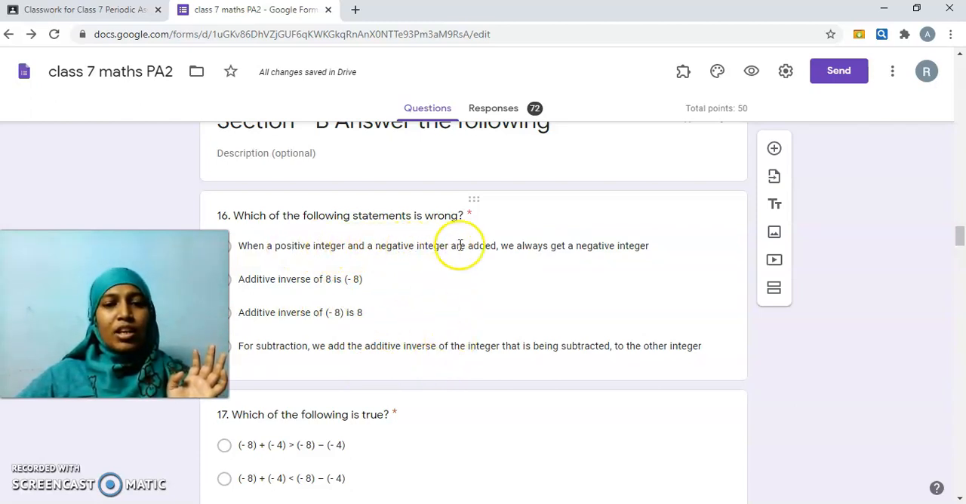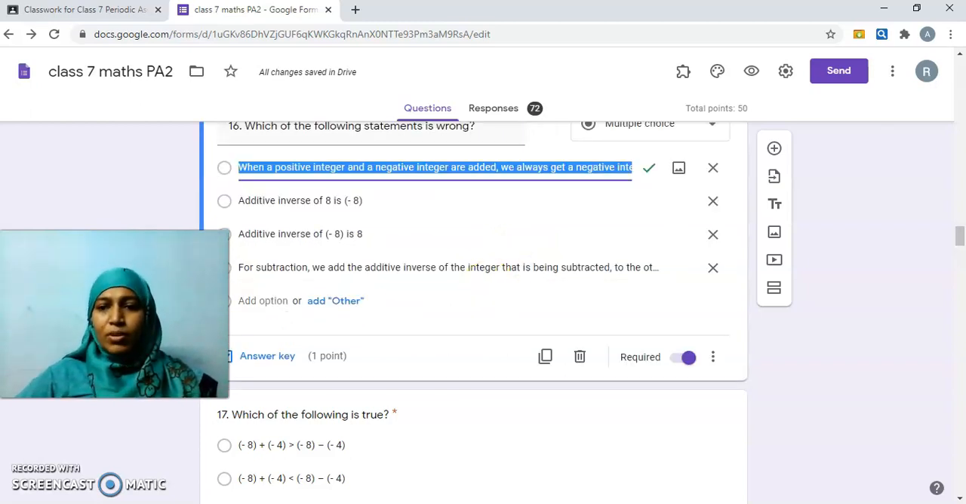When a positive integer and a negative integer are added, not multiplication, added. When we do addition, what is the mantra that I used to say? Same sign, add; otherwise, the bigger number's sign. Isn't it? But here what are they giving? We always get a negative integer. Surely we will get a negative integer? No. It can be positive depending upon which number is bigger. So this is the wrong statement.